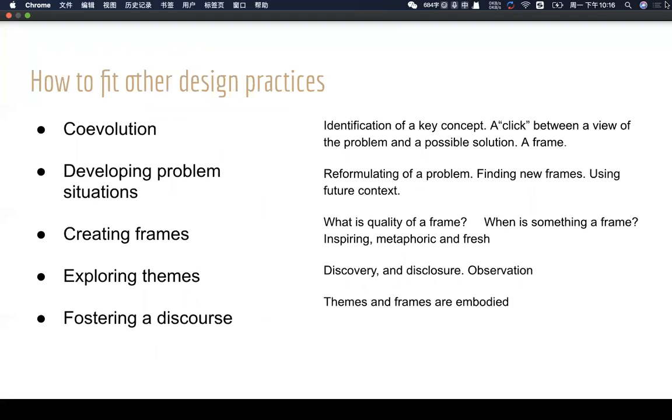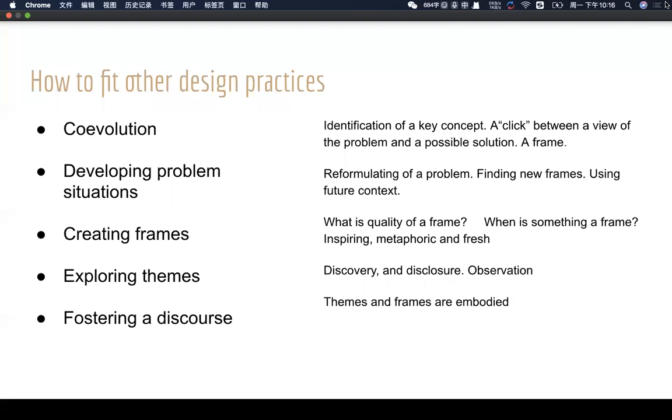As there is a wide range of design practices and levels of design expertise, the author focuses on the formulating activity mostly. So there are 5 key design practices that we are going to study. They are co-evolution, developing problem situations, creating frames, exploring frames, and fostering a discourse.